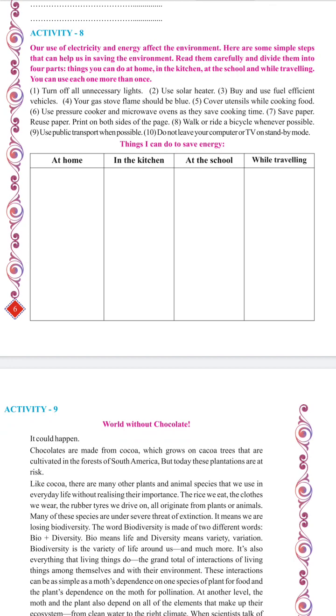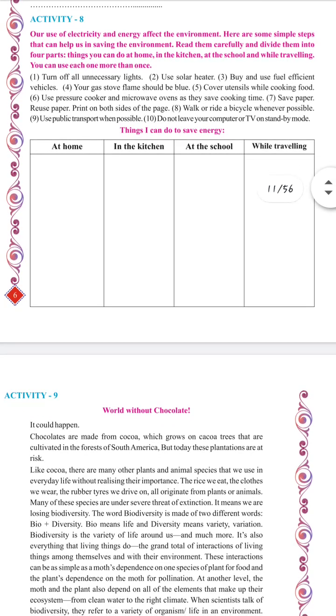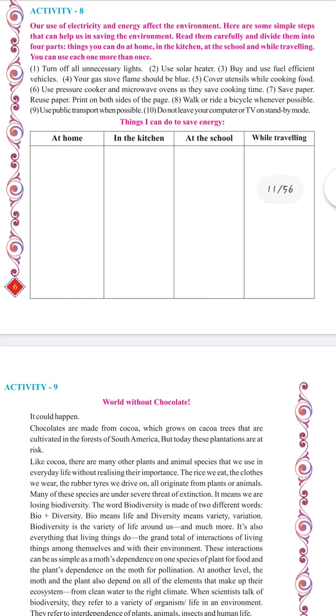Walk or ride a bicycle whenever possible. So at the school also, and while traveling also. If the school is near, you can go by walking instead of using a bicycle or any vehicle. You can walk the small distance to the school, and while traveling also, if the distance is nearby, you can take a bicycle instead of using a motorcycle. Use public transport when possible. So that should be used while traveling.